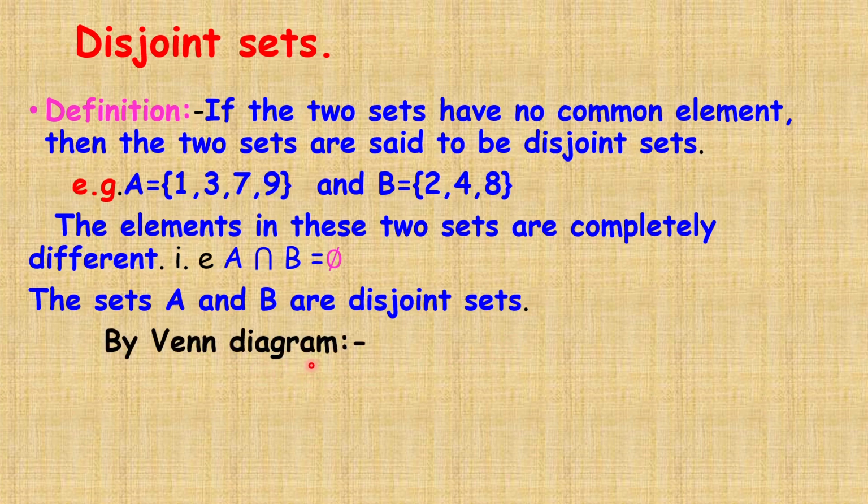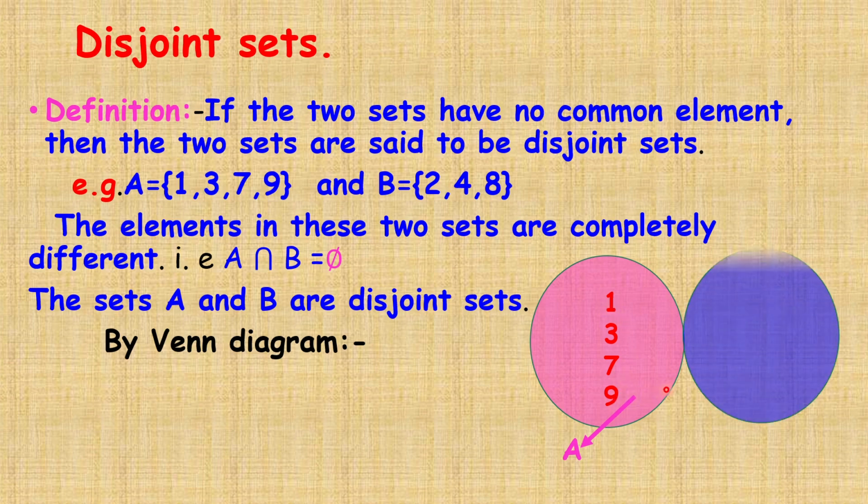By Venn diagram, the disjoint sets are shown. Here, set A having the elements 1, 3, 7, 9 and set B having the elements 2, 4, 8. There is no common element in these two sets, therefore set A and set B are disjoint sets.